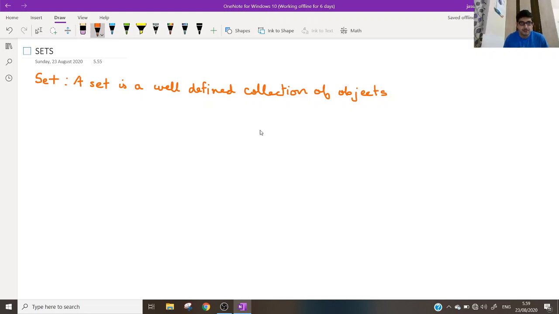So here the key word is well-defined collection. These objects can be anything, living things, non-living things, whatever it is. It can be anything, but the collection of such objects has to be a well-defined collection. So what is meant by a well-defined collection?